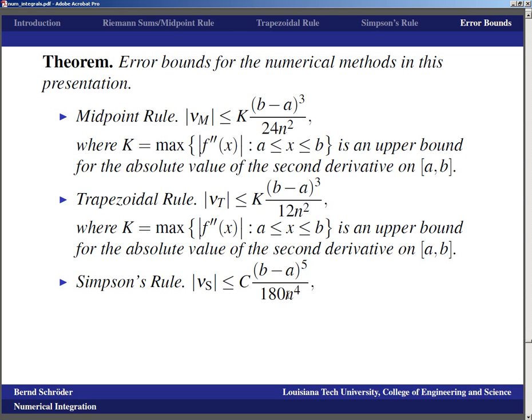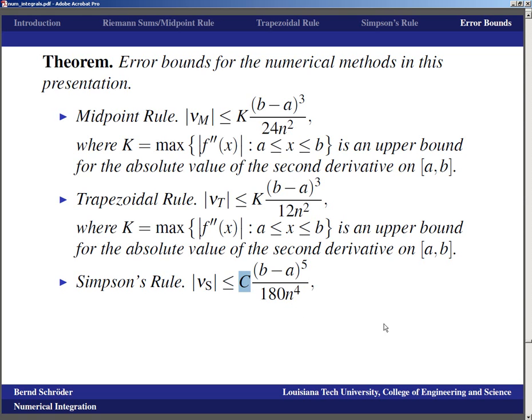But what makes Simpson's rule so good is that whereas here the n goes quadratically in the denominator, as well as here, in Simpson's rule, the n goes in the denominator with a fourth power. So n equals 10 gives us a division by 100 here and here, while it gives us a division by 10,000 here. That's why Simpson's rule is becoming so much more accurate, so much faster than the other two rules.